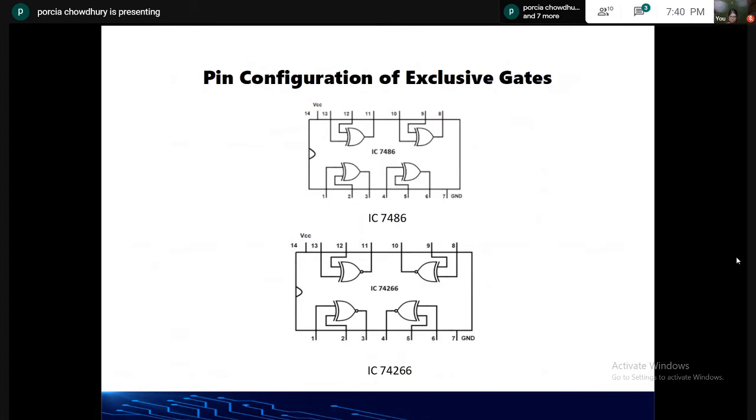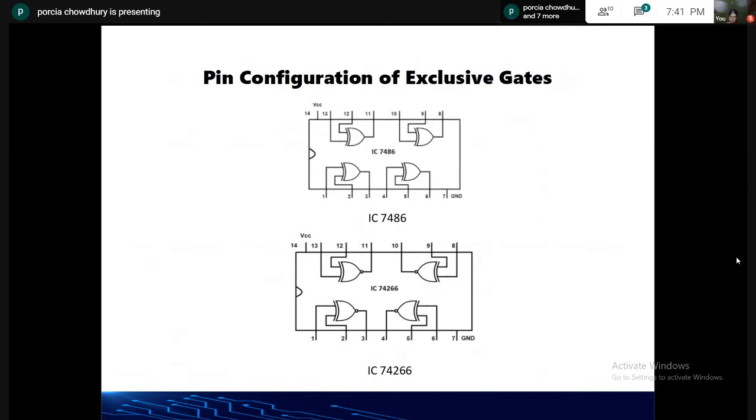Now we have the pin configuration of these two gates: 86 for the XOR gate and 266 for the XNOR gate. Okay, so I will talk about the XOR gate first. In case of XOR gate 86, see, it's the same as the AND, OR and NAND gates. First 2 inputs, then 1 output, then again 2 inputs, 1 output, 8 is the output, then 2 inputs, then again 11 is the output, and 12 and 13 are the inputs. Now see the XNOR one, that is 2661. Okay, so 2661.